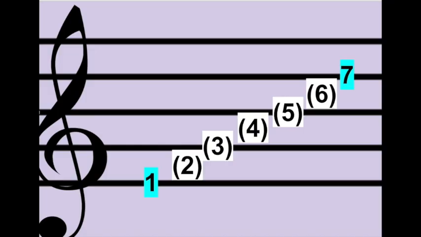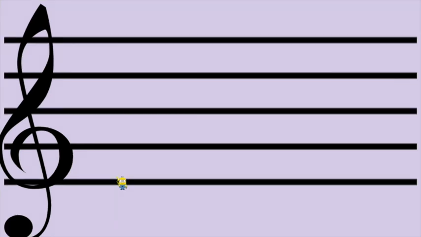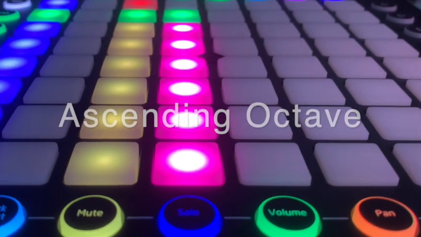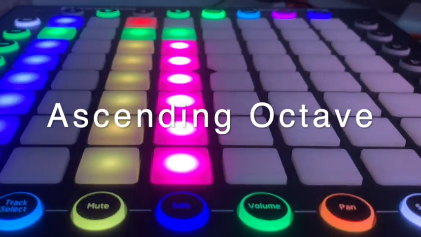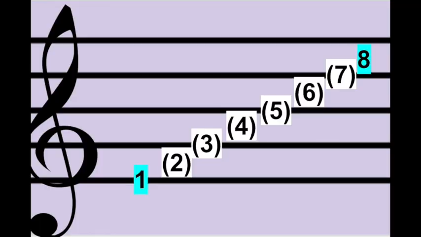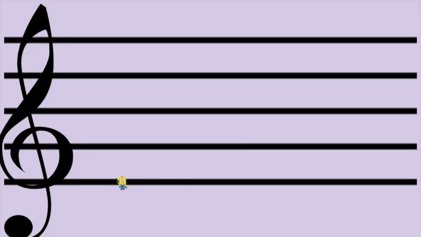1 to 7 is a seventh, skipping 2, 3, 4, 5, 6, 1 to 7. Line 1 is E, and line 4 is D. An octave is 8 notes apart. We skip 2, 3, 4, 5, 6, 7. 1 to 8 is an octave. Line 1 is E, space 4 is E.